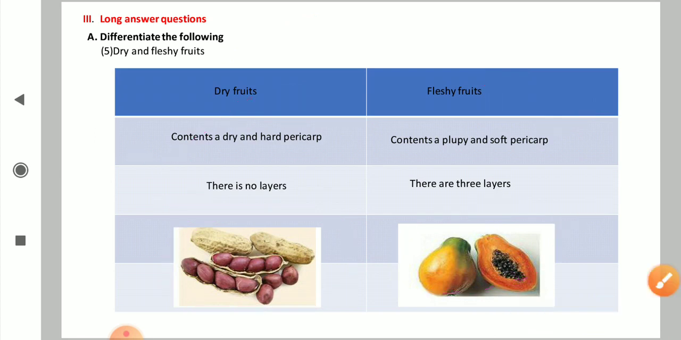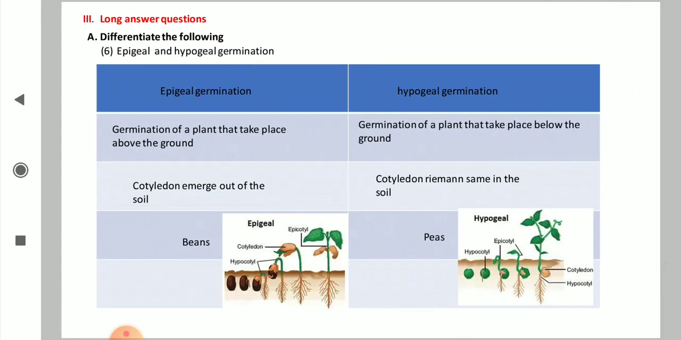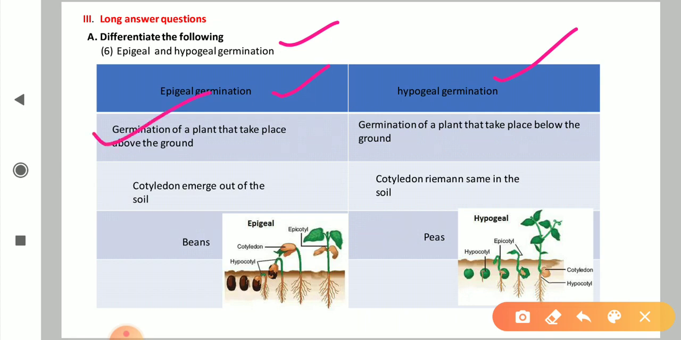Next, move to question number 6, that is the difference between epigeal germination and hypogeal germination. So what is the difference between epigeal germination and hypogeal germination? In epigeal germination, germination of a plant takes place above the ground. That means whatever germination occurs, it will occur above the ground. But in case of hypogeal germination, germination of the plant takes place below the ground.